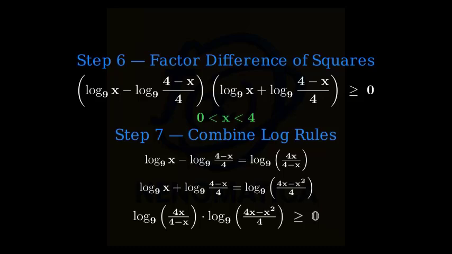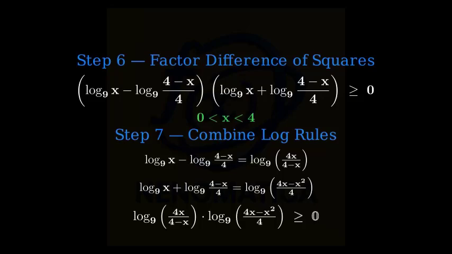Step 6. Factor the difference of squares and write 1 minus x over 4 as (4 minus x) over 4. Step 7. Combine the logarithms. The first factor becomes log base 9 of 4x over (4 minus x). The second factor becomes log base 9 of (4x minus x squared) over 4.